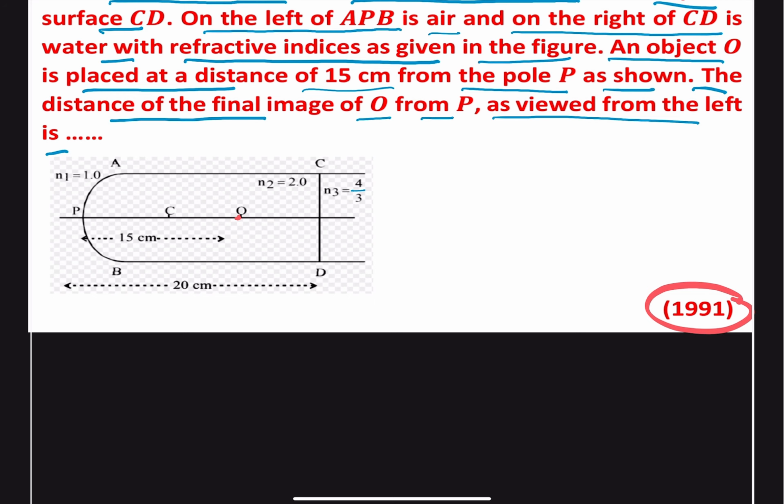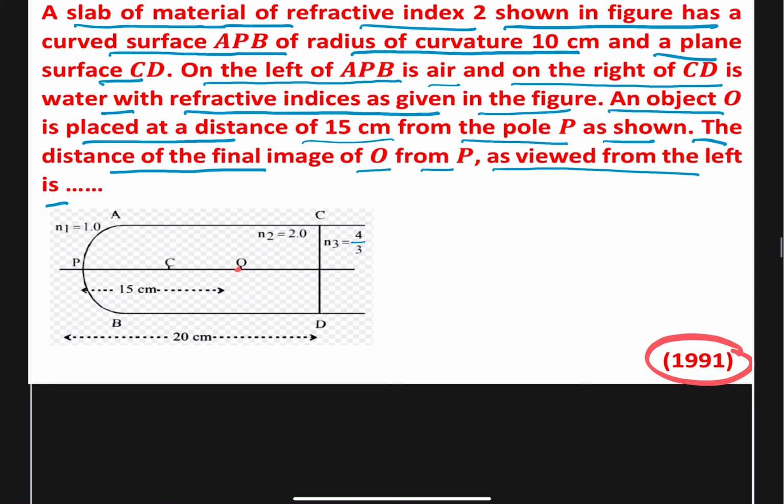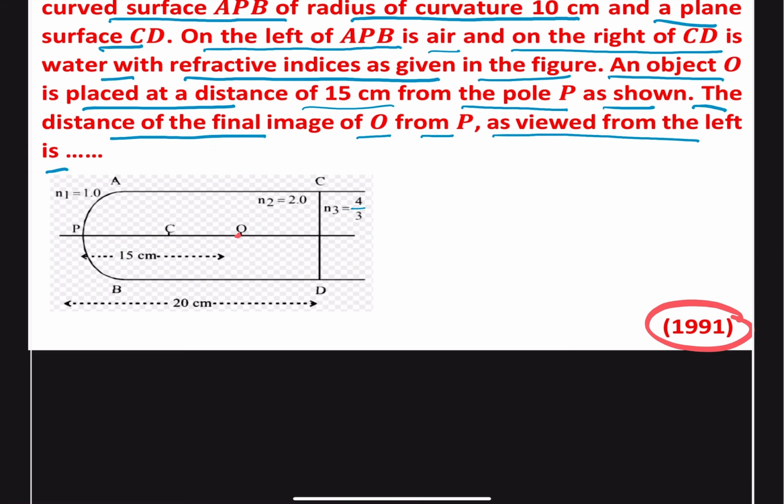See the center of curvature of this object, you can say slab, and on the right side of CD, which is a plane surface, we have water. On the left side we have air. And the respective distances are given. Pole and this plane surface is given as 20. Pole and object distance is given as 15 centimeter.